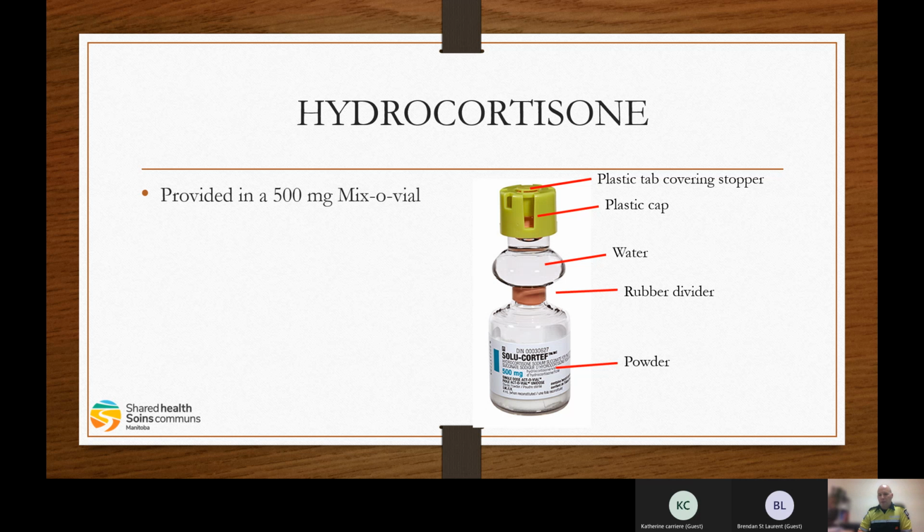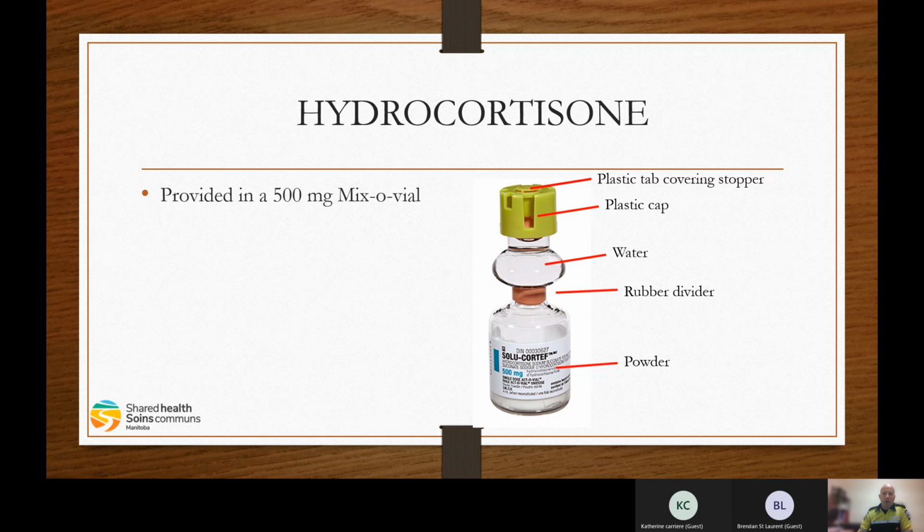So this is a big reason why I want to do this presentation here. Hydrocortisone is actually provided in a 500 milligram Mix-O-Vial. This is the first time we've had one of these in the ambulance that I'm aware of. So this is how it's going to be provided. This picture actually came straight from our pharmacy department of what they're going to be providing us with for hydrocortisone.